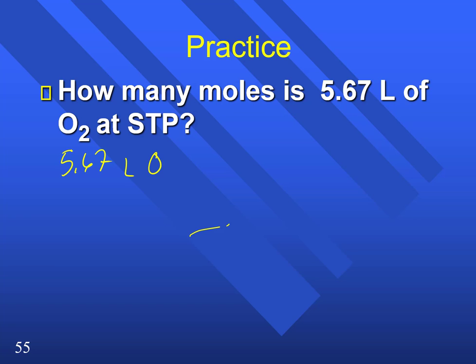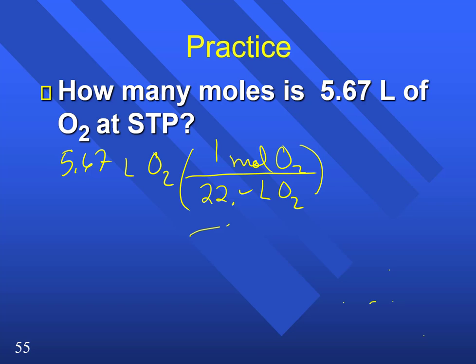5.67 liters of O2. And I want to get rid of liters. Where's it got to go? On the bottom. And liters I can only change into moles. And 1 mole is 22.4 liters. So now I've got the units they asked me for. So 5.67 divided by 22.4, because the 22.4 is on the bottom. And I get 0.253 moles of O2.